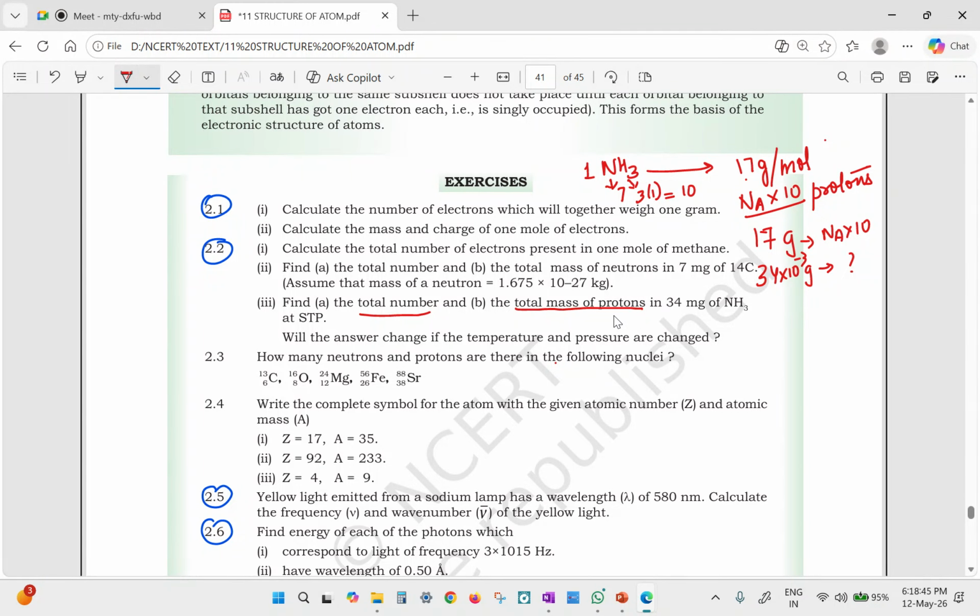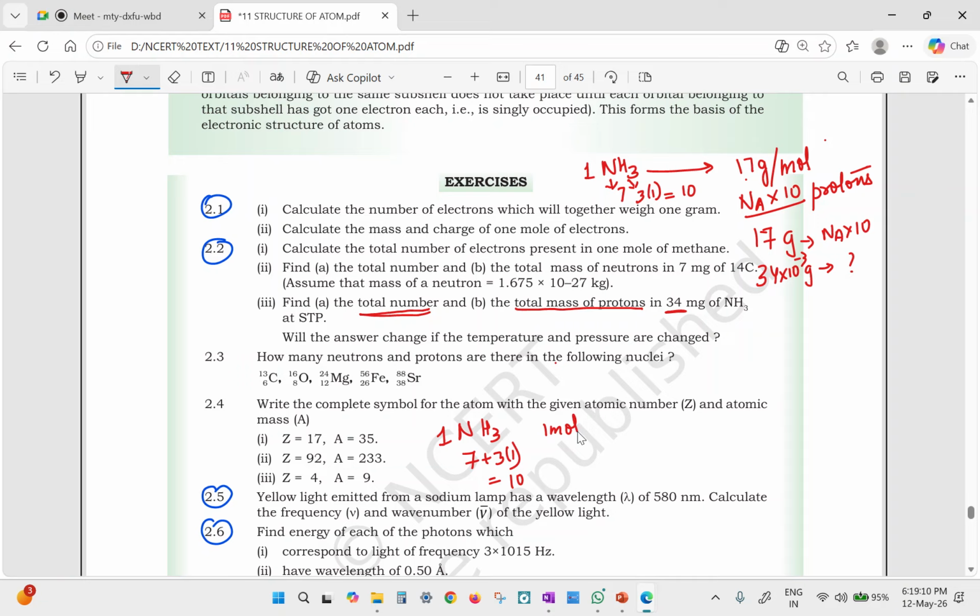The question is, they're asking you to calculate the total number of protons in 34 milligrams of ammonia. Nitrogen's atomic number is 7, hydrogen is 1. So 7 plus 3 into 1, which is 10. This is in one molecule.